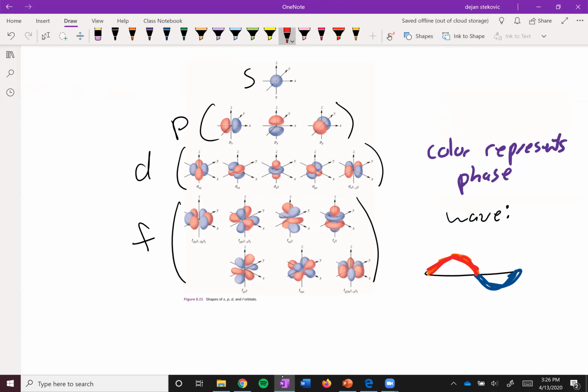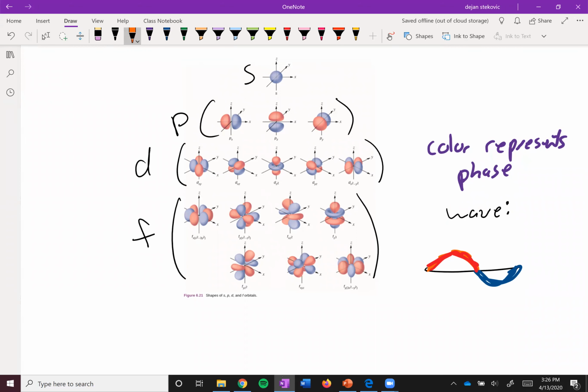Don't worry about that too much. You don't really have to know too much about them. But what you really want to know is what the orbitals look like. And there's only ever one s orbital, 3 p orbitals, 5 d orbitals, and 7 f orbitals.